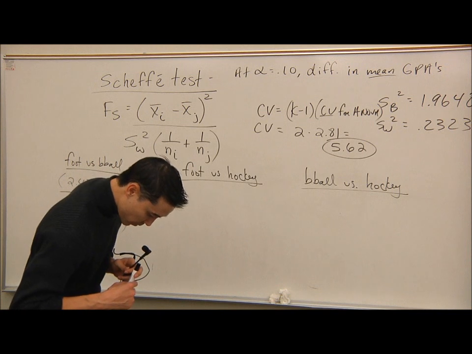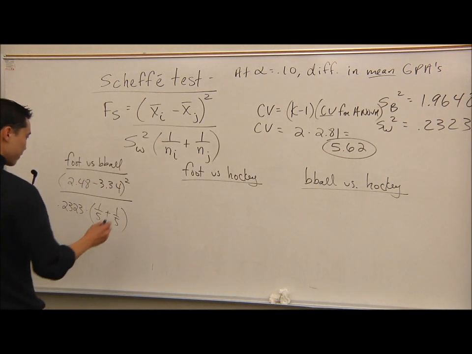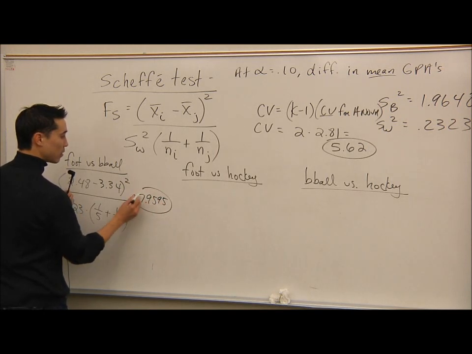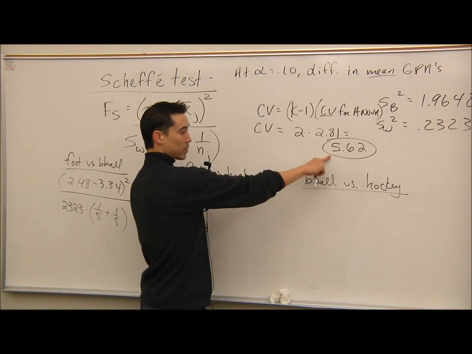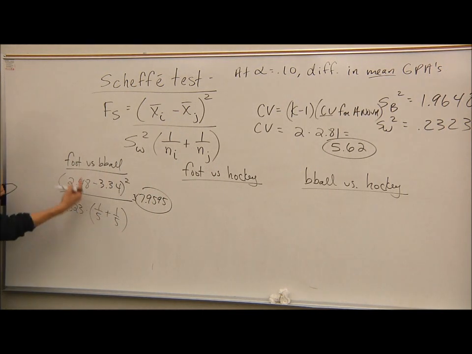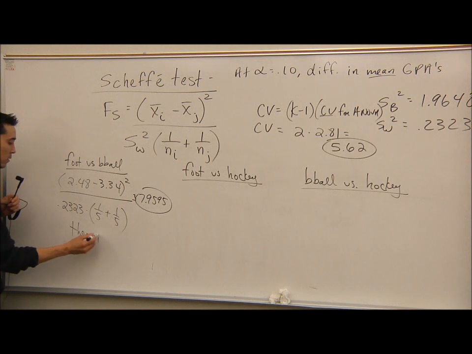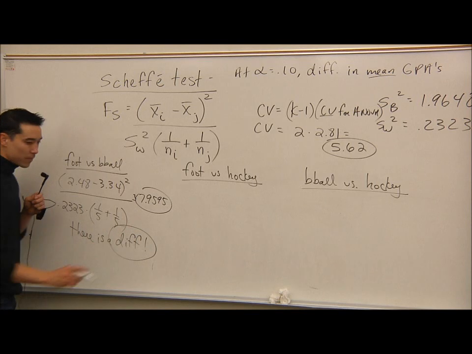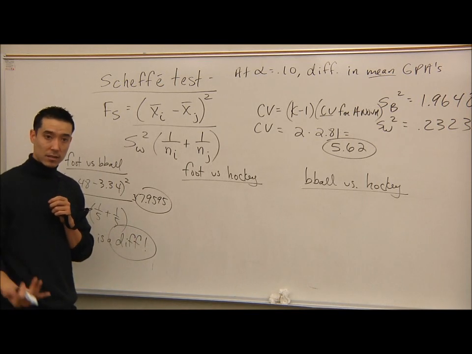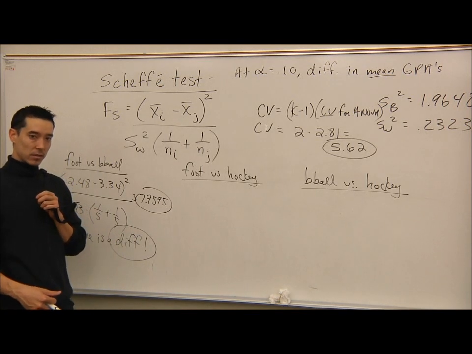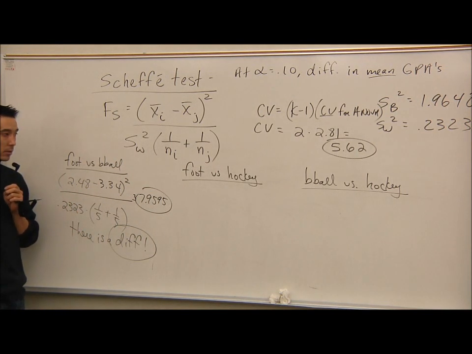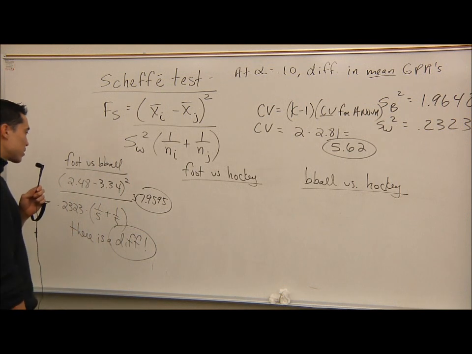I'm getting approximately 7.9595. Our critical value is 5.62, so we're saying there is a difference between football and basketball. Because if you remember, with the ANOVA, at least one is different, and now we're trying to figure out exactly where the differences occur. There's a difference between the mean GPAs of football players versus basketball players. Okay, moving on. Let's go to football and hockey.